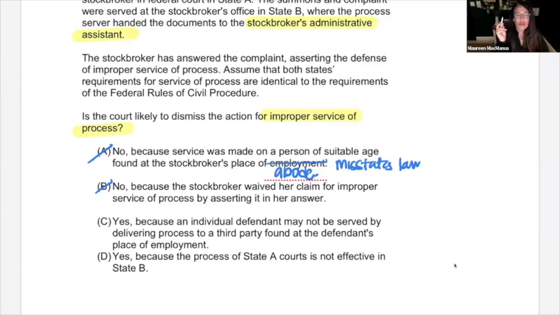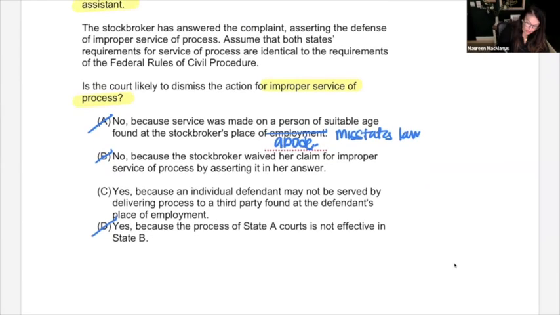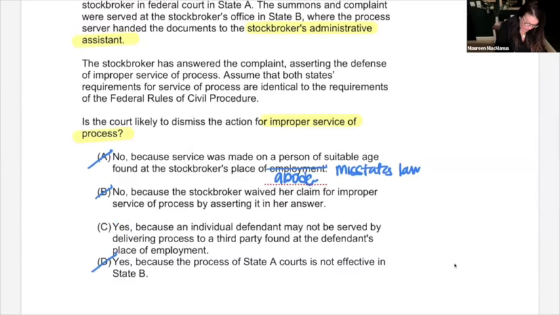C, yes, because an individual defendant may not be served by delivering process to a third party found at the defendant's place of employment. That looks good because you can't do that. Or D, yes, because the process of state A courts is not effective in state B. This again misstates the law because the facts here tell us that the requirements for service are identical to the requirements of the federal rules of civil procedure. Well, if we know that, then we also know that under Rule 4(k), if the process is permitted in the state where service is done, it's permitted under the federal rules. So we do know that that is incorrect. So C is our correct answer.